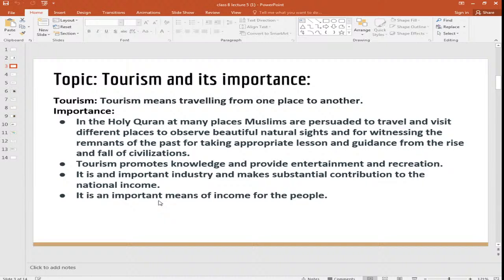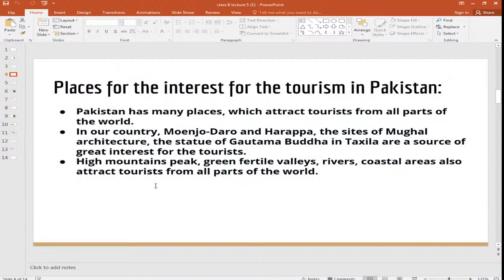फिर आपके स्टडी पैक में देखें क्वेश्चन नंबर होगा राइट द प्लेसेस ऑफ इंटरेस्ट फॉर द टूरिस्ट इन पाकिस्तान. सो आप हेडिंग के साथ भी लिख सकते हैं या ऐसे भी लिख सकते हैं. पाकिस्तान हैज़ मैनी प्लेसेस which attract tourists from all parts of the world. In our country, Mohenjo-daro, Harappa, the sites of Mughal architecture, the statue of Gautama Buddha and Taxila are the source of great interest for the tourist. High mountains, peaks, green fertile valleys, rivers, coastal areas also attract tourists from all parts of the world.